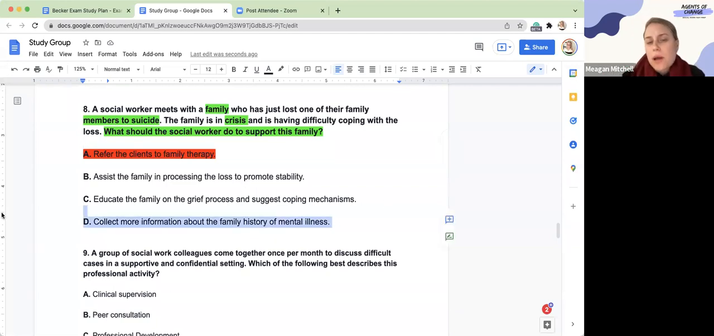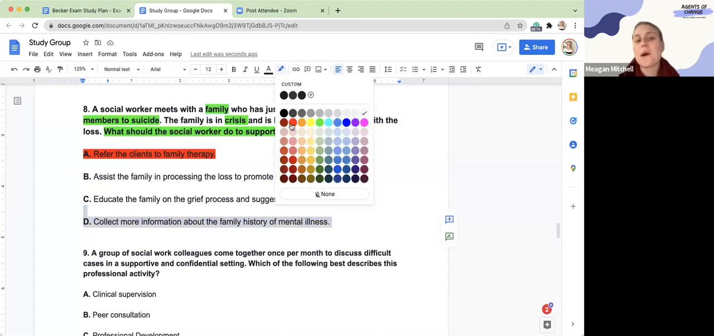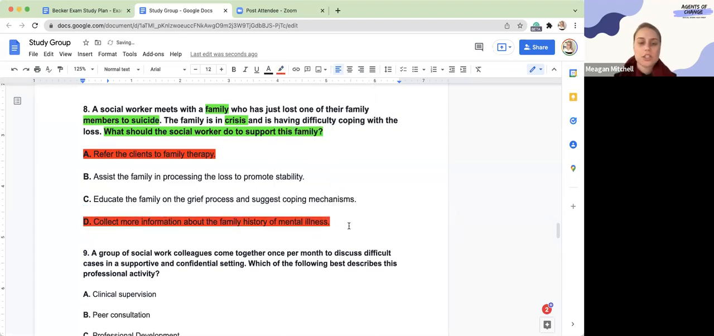Collect more information about the family history of mental illness. Is this helpful at this point? They just lost their family member. Is this helpful? No, it's dismissive. It's inappropriate. It's ignoring the problem. It's insensitive. They are grieving. So this is not supportive. You're not completing a family assessment and collecting more information. They're in crisis.